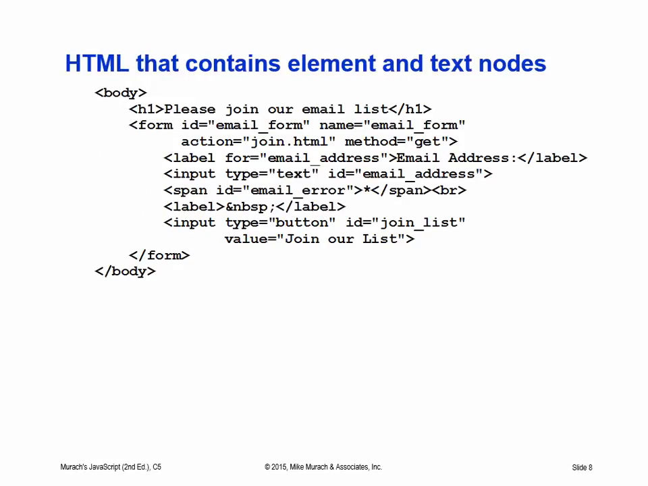So we will see some examples here. This is HTML that contains element nodes and text nodes. These are element nodes, so the form is an element node of the body, so is the H1. The "please join our email" is a text node of the H1 node, etc.